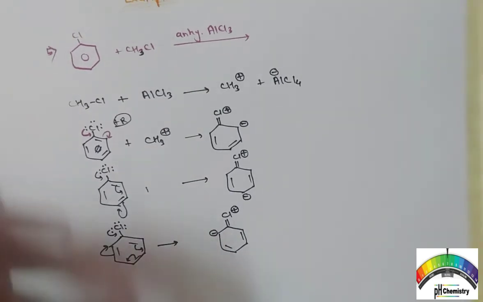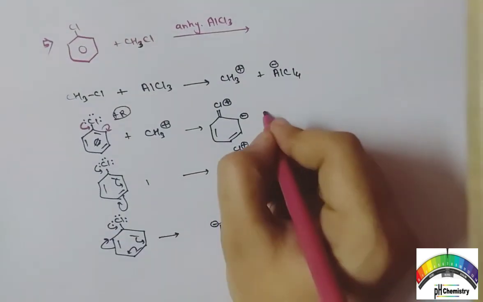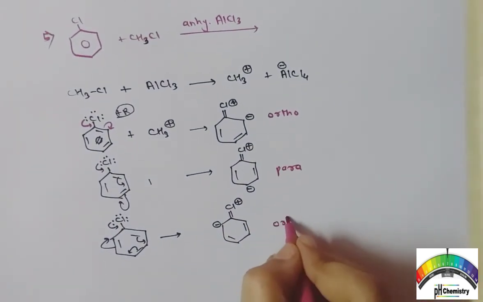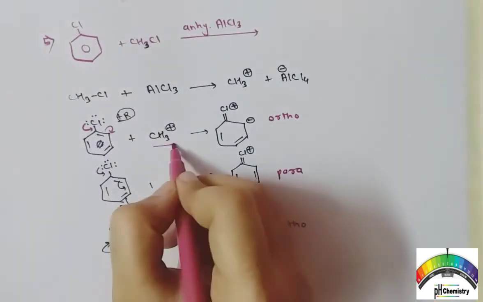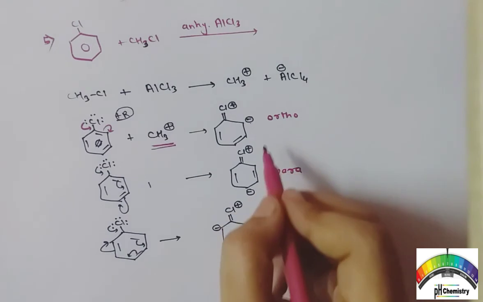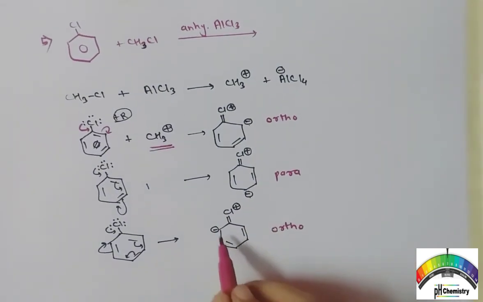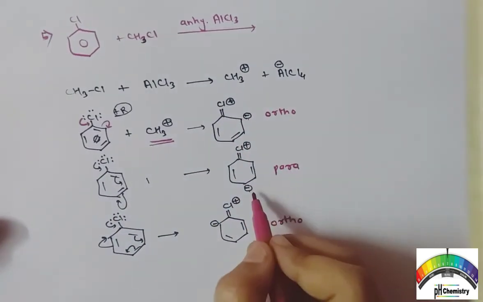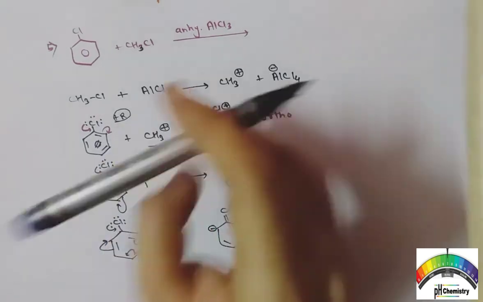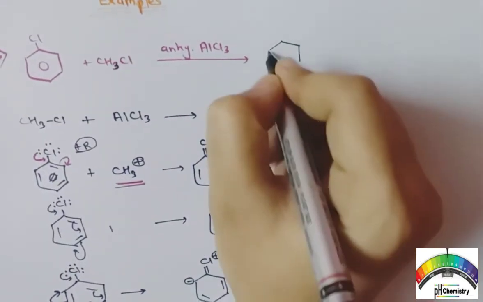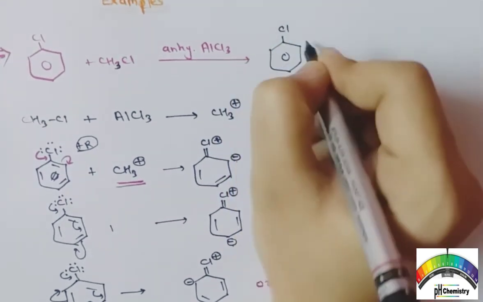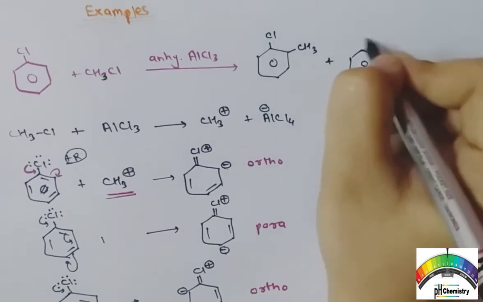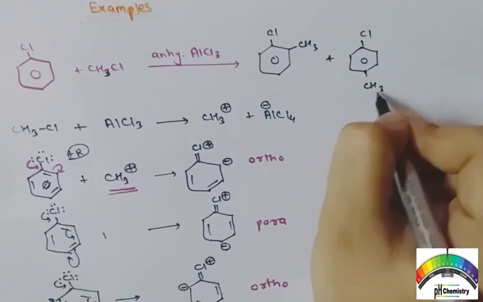So you can see the electron density is at the ortho position here, at the para position here, and again at the ortho position. So the possibility of attack of the electrophile is only at ortho and para positions. This electrophile can either attack on the ortho position or on the para position. So we'll get two different products like this. This Cl will remain as it is. CH3 gets attached to the ortho position in one case and to the para position in the other case.